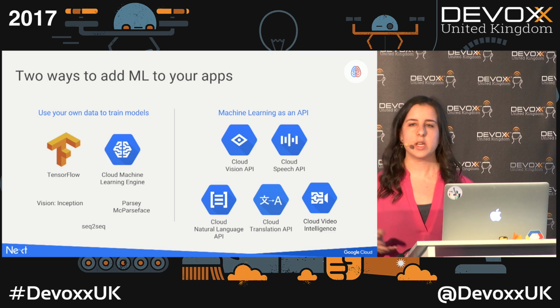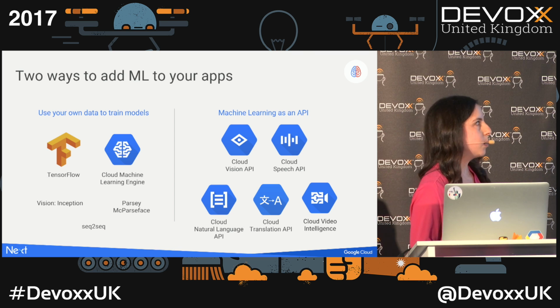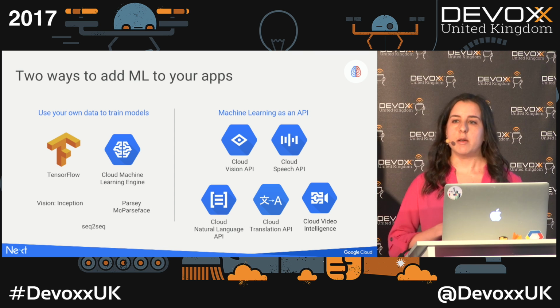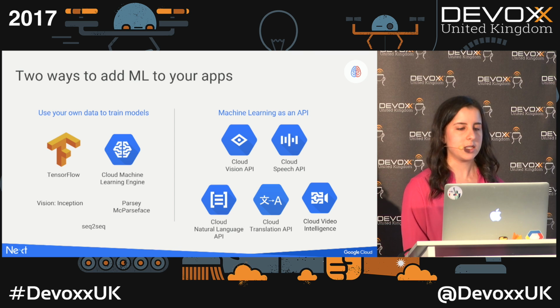There's essentially two ways to add machine learning to your app. On the left side, we have some tools that can help you build and train your own machine learning models using your own custom data. This will give you a lot more room for customization. There's a bunch of open source libraries that can help you do this.